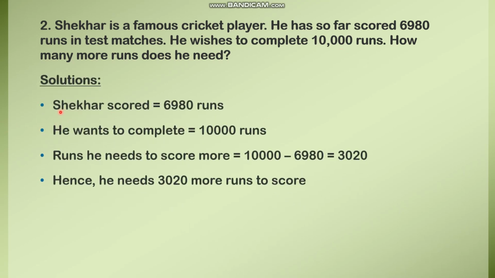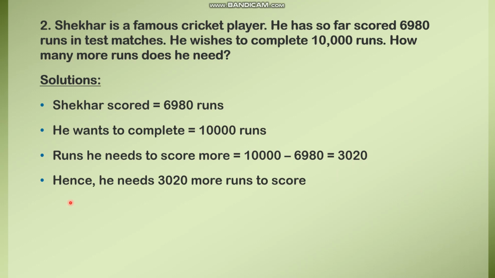So first step we can write Shekhar has already scored 6980 runs. Now second step we can write, he wants to complete which run? 10,000 runs. He wants to complete equals 10,000 runs. And runs he needs to score more, that is equal to 10,000 minus 6,980. You do the subtraction, you will get the answer 3020.